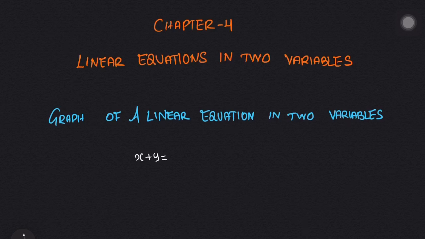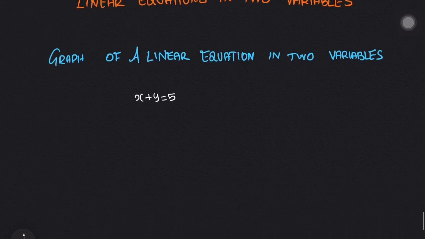Today we are going to discuss a new topic, graph of linear equation in two variables. Just consider any linear equation. I take x plus y is equal to 5. This equation has two variables, one is x and another one is y, and the power is 1. So this is a linear equation. We need to draw a graph using this equation.